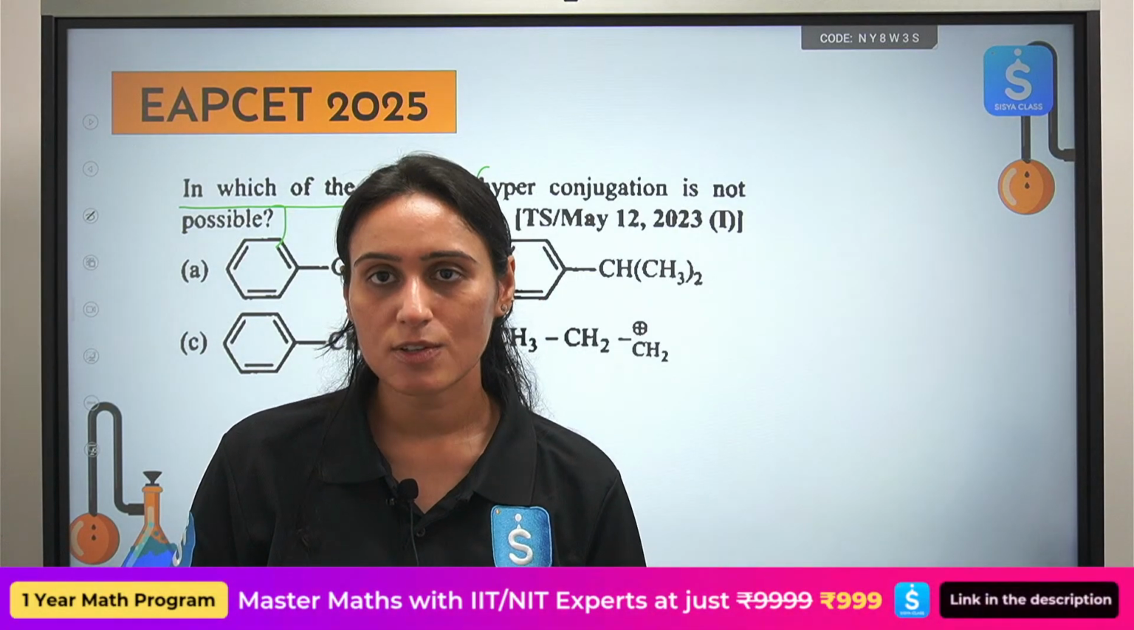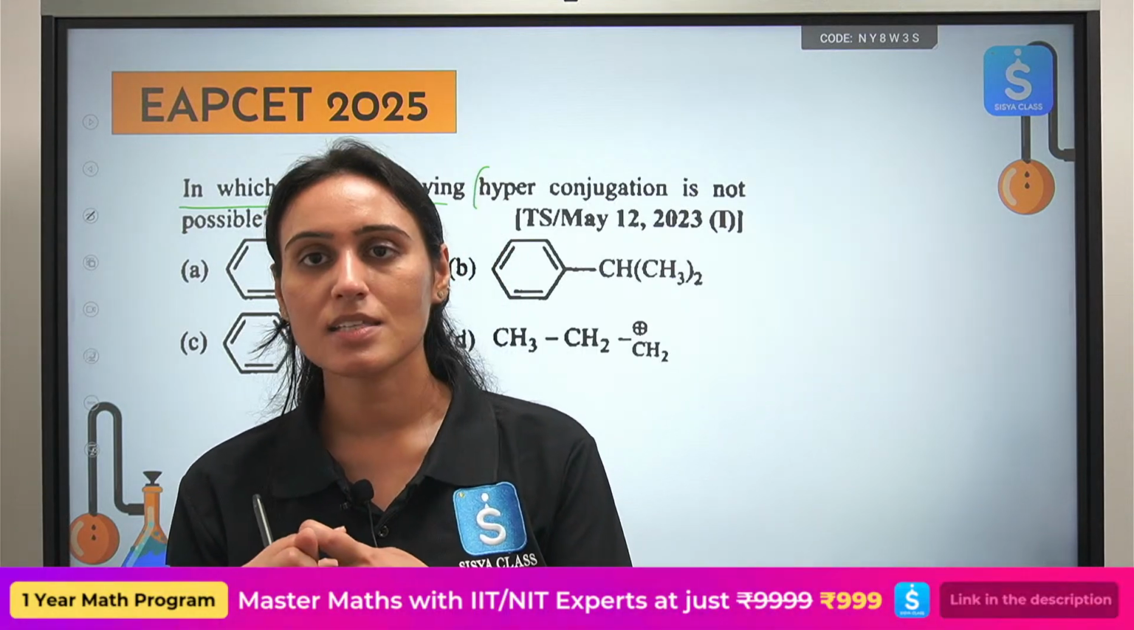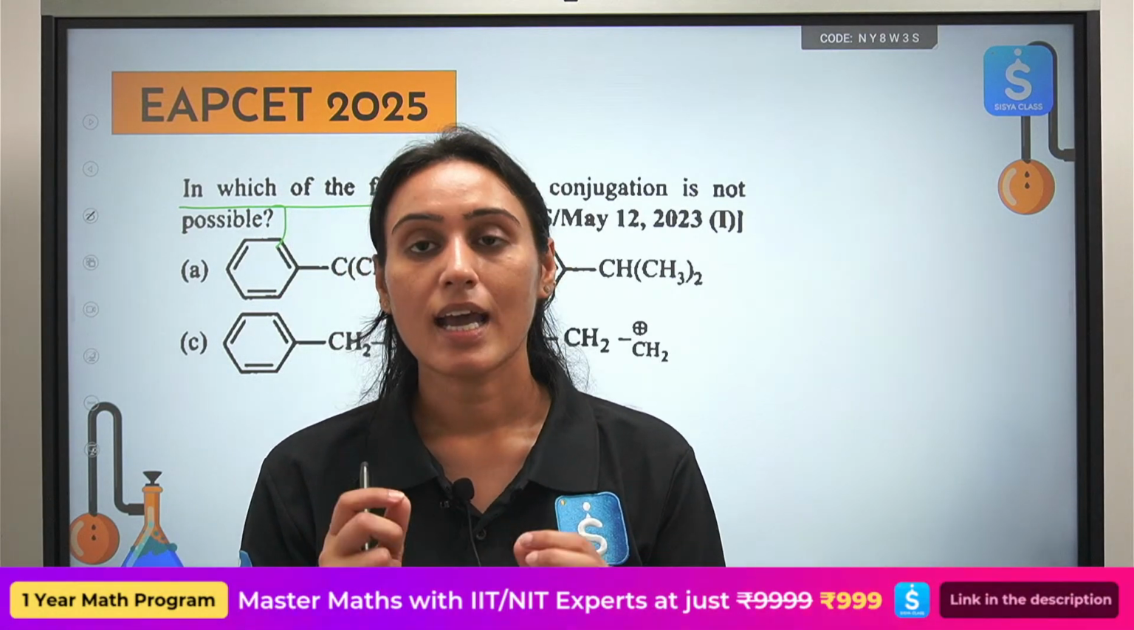And what are the conditions we are looking for? First of all, it is visible in case of carbocation, in case of free radical and your alkene system.